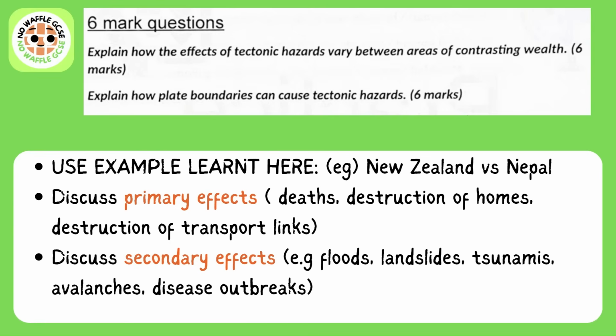So what you need to do is discuss the primary effects and the secondary effects. So I've given some examples of the effects which actually are applicable to the New Zealand versus Nepal example. For example, primary effects: death, destruction of homes, destruction of transport links, etc. Secondary effects include floods, landslides, tsunamis, avalanches, disease outbreaks.